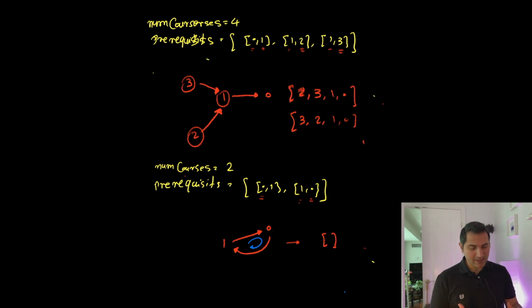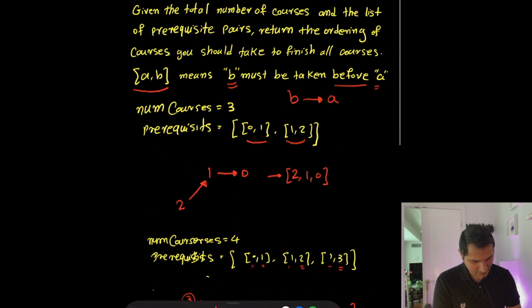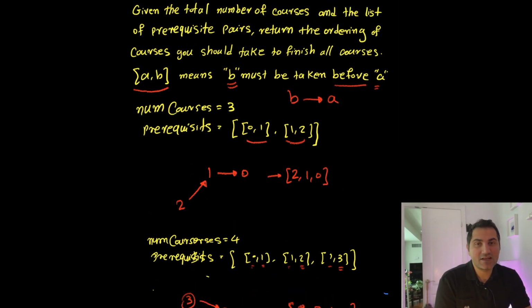Now that we understand the problem, let's see how topological sort can help us come up with the proper ordering of these courses. Let's start with the first example. It's obvious that I should start with the courses that do not have any prerequisites. So how do we detect those courses? Based on the graph that we constructed, we can see if a course has a prerequisite or not by checking the in degree. In degree means the number of edges that enter the node.